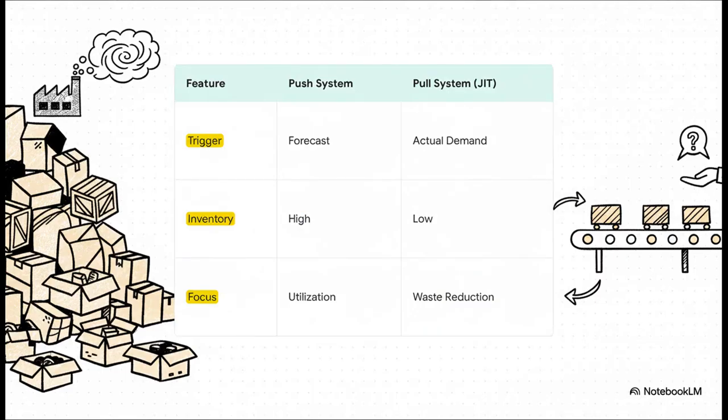And a huge part of that strategy comes down to a fundamental choice. How do you manage the flow of work? This table shows two different philosophies. The old-school push system is where you make stuff based on a forecast, which often leads to warehouses full of stuff nobody's buying. The pull system, which is key to lean and just-in-time, means you only make something when a real customer actually orders it. IEs have to know exactly which system to use and when.